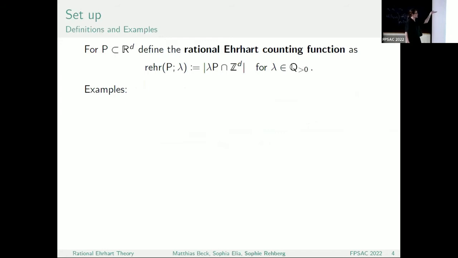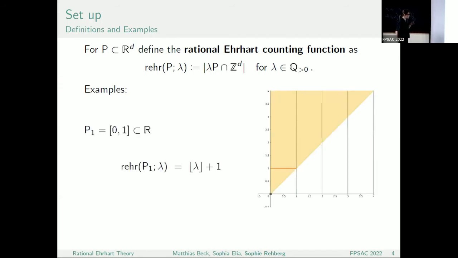Instead of taking integral dilates, we now allow rational dilates. And again, we could also allow real dilates. It doesn't really make a difference. So let's look at some examples. Very easy example, unit interval. We again place it in the space one dimension higher and look at the cone over it.